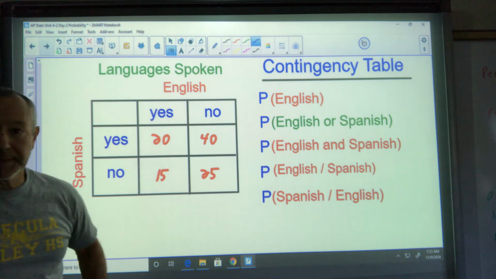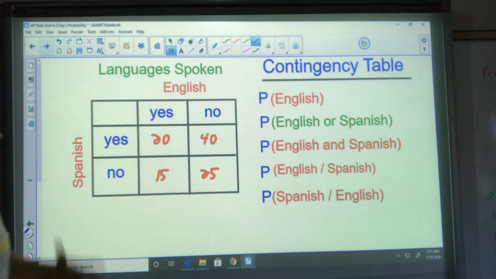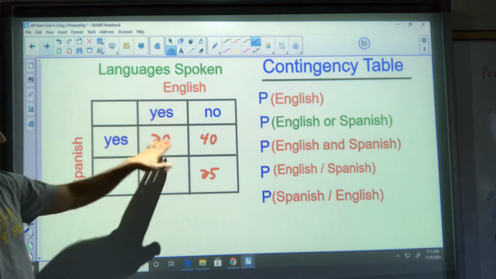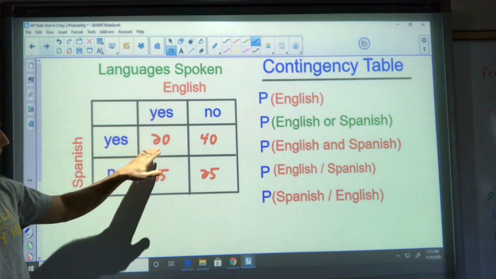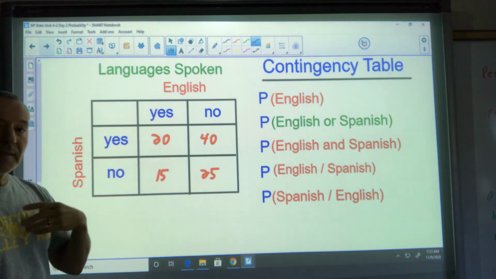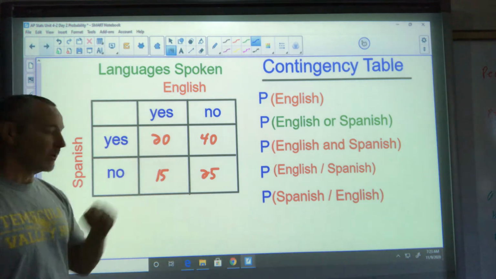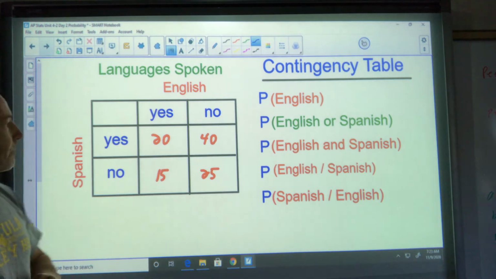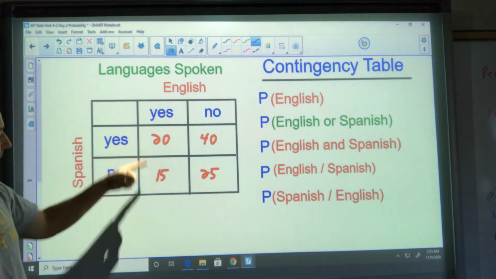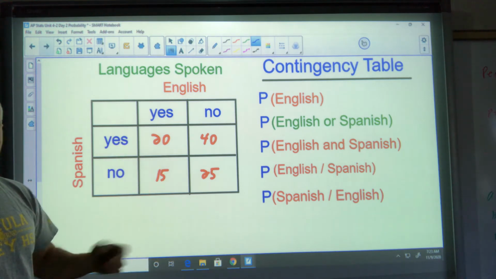Contingency tables. Just to be clear here, these people here are a yes on English and a yes on Spanish. So they're taking English and Spanish. You'll find those right here. When I say English and Spanish, that's what's on your chart right there. Everyone taking English, well, there's 20 and 15 more. There's 35 out of that group.